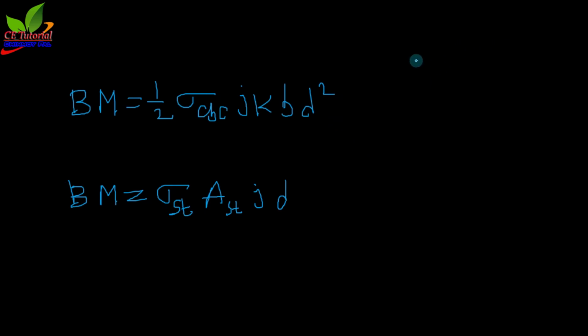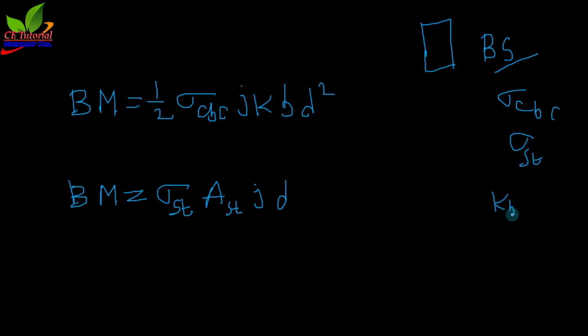Okay, now if you assume that our section is a balanced section, then to solve this problem, to design this section, is very easy, because for this case you know all those things. Sigma CBC value you know, sigma ST value you know, and K balance value you also know, or you can get the K value directly from the stress strain diagram.